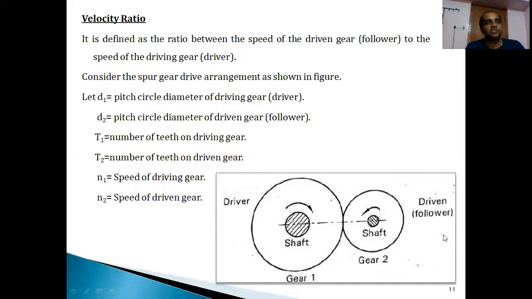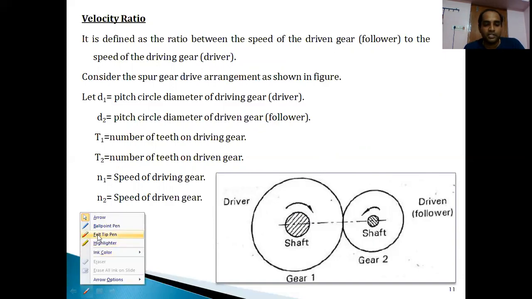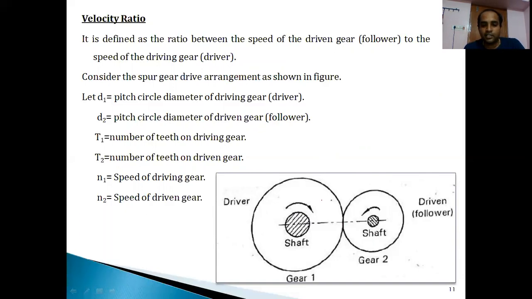So the same definition we are writing here. It is defined as the ratio between the speed of the driven gear to the speed of the driver gear. In the sketch you can see this is the driven gear and this is the driver gear. If you observe carefully, the driver gear is rotating in clockwise direction, whereas the driven gear rotates in counterclockwise direction, or anti-clockwise direction.